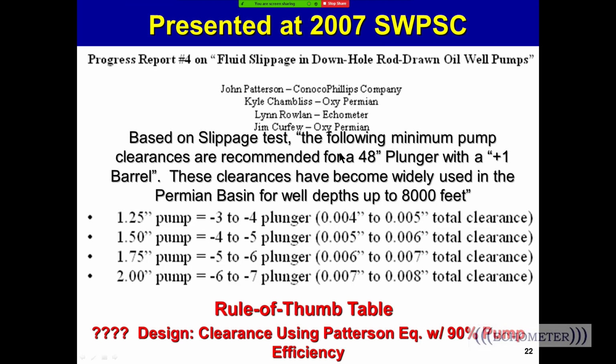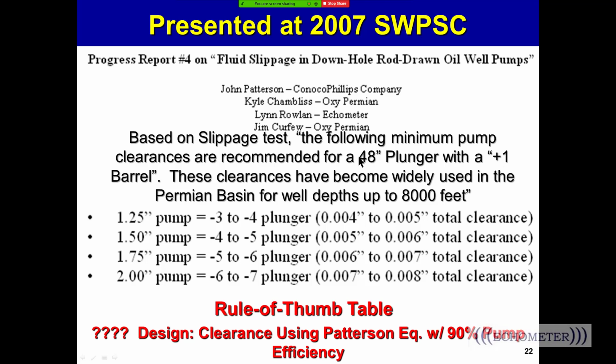Now, after we finished this slippage project, my involvement was driving back and forth between Wichita Falls and taking 3 Echometer well analyzers, and every time we did a test, measuring surface data and pump intake pressures and power, and through a micromotion flow meter, the instantaneous flow rate. So that's what I did. That's what I provided, and I worked with John Patterson and Kyle Chambliss. He works for Oxy now, but he got his PhD on the project. And so at the end of the project, we wrote a paper, and we can send you this paper if you're interested in it. That sort of outlined what we did during the slippage test.